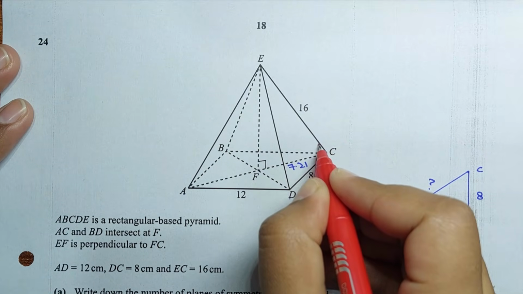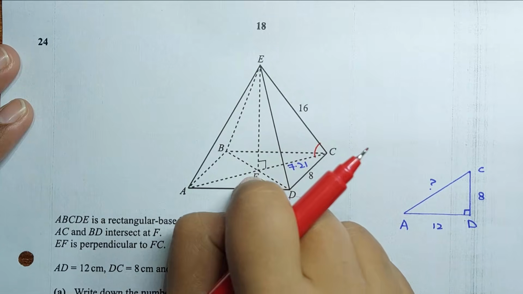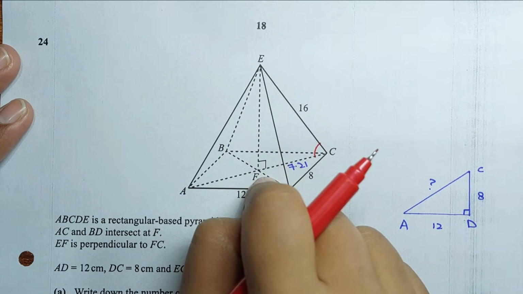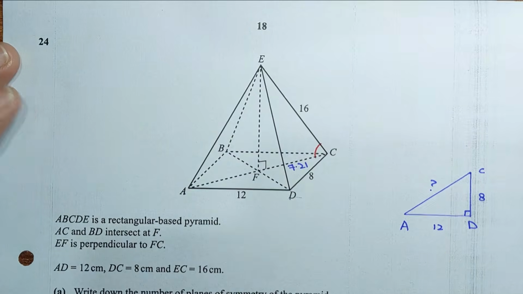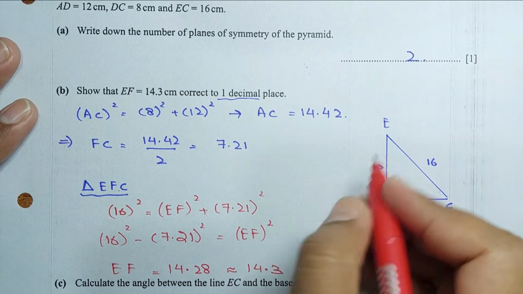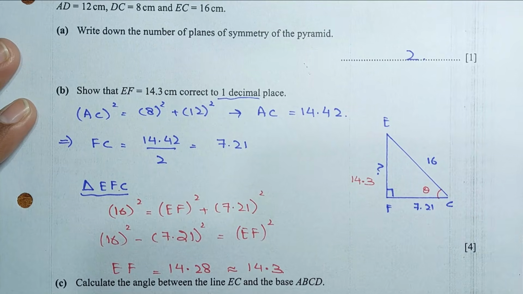So EC makes the angle with the base. This angle we have to find. So E, F, and C, this same triangle I'm using. I have all the three sides. We have to find just one angle, right? So we have all the three sides. This is 14.3. This angle we have to calculate, theta basically.